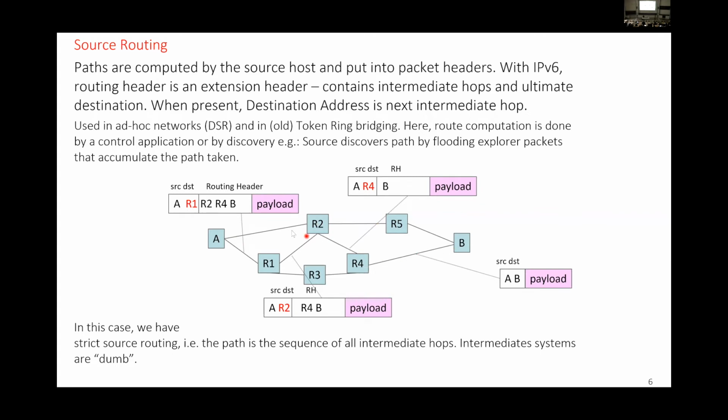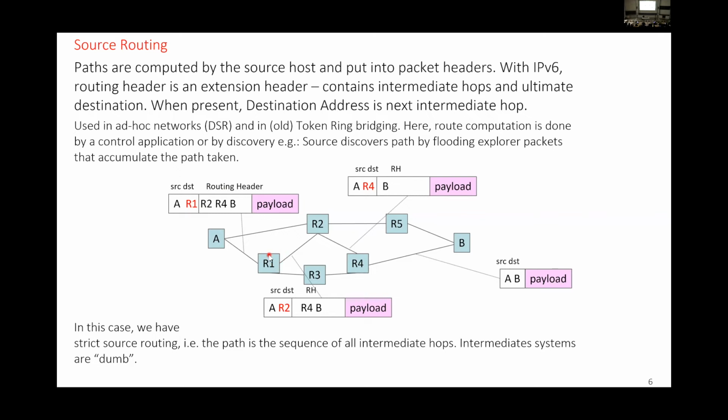Right? So A, after knowing the path, will put it in the packet header. There are various ways to do it, but the smartest way is to put as destination address the next hop, and the rest as an extension header. So this packet will be sent to R1.